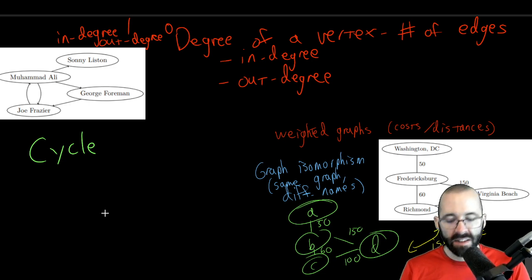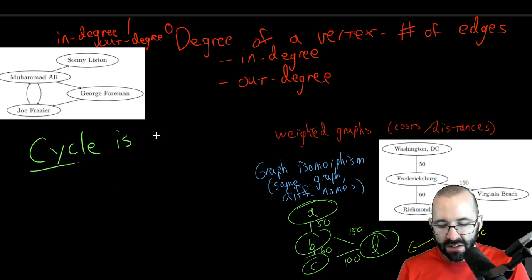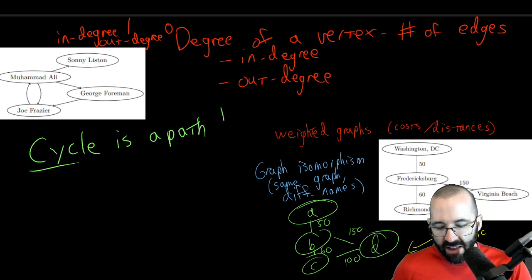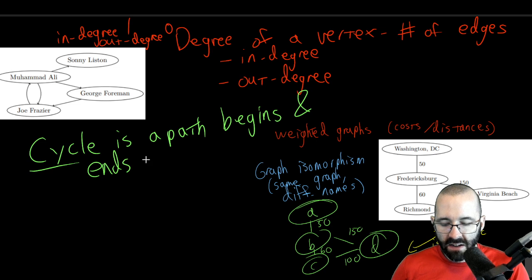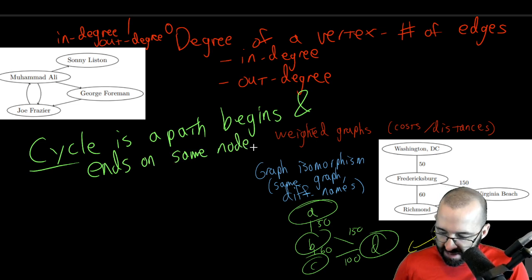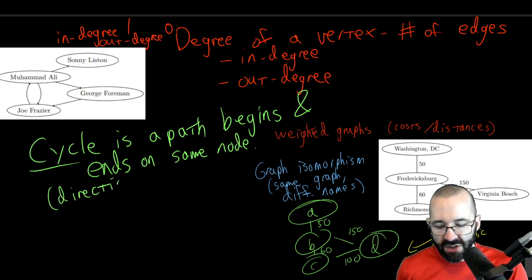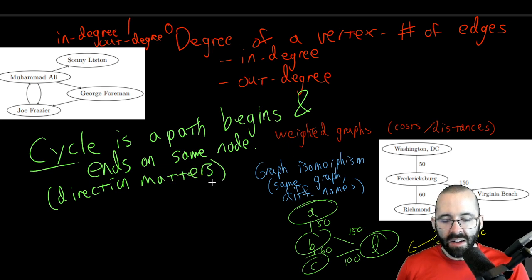Cycle. A cycle is a path that begins and ends on the same node or vertex. Okay. So again, be very careful. The direction matters here. So we could make lots of cycles for all of these graphs, right?